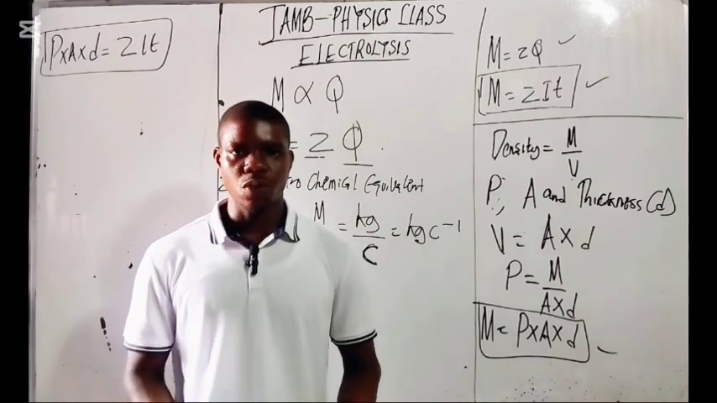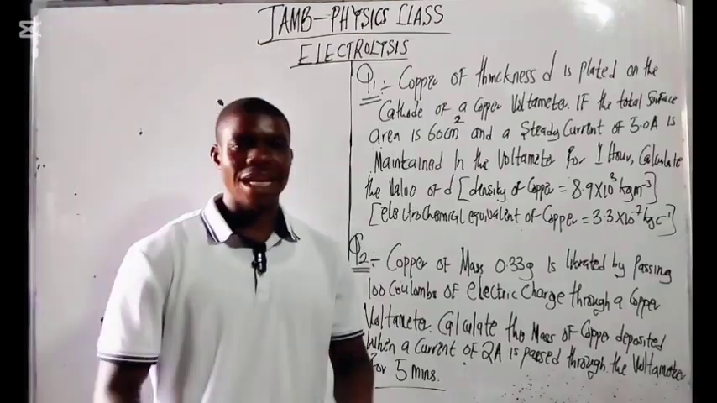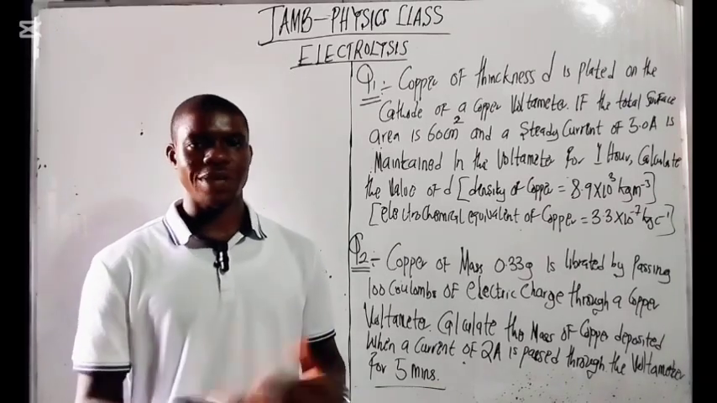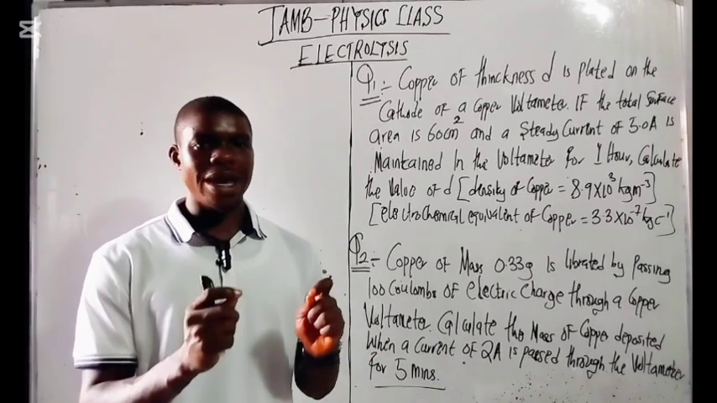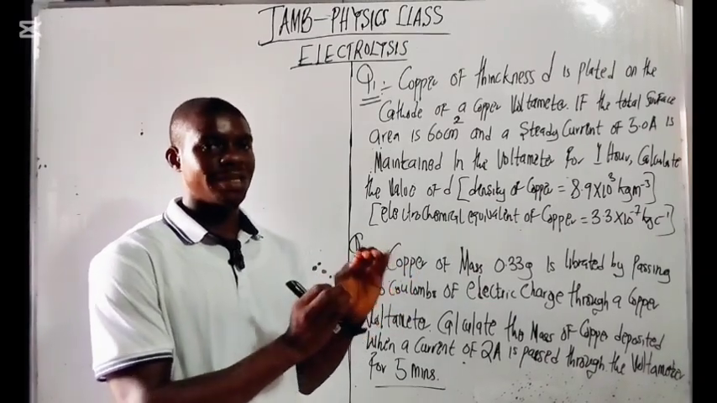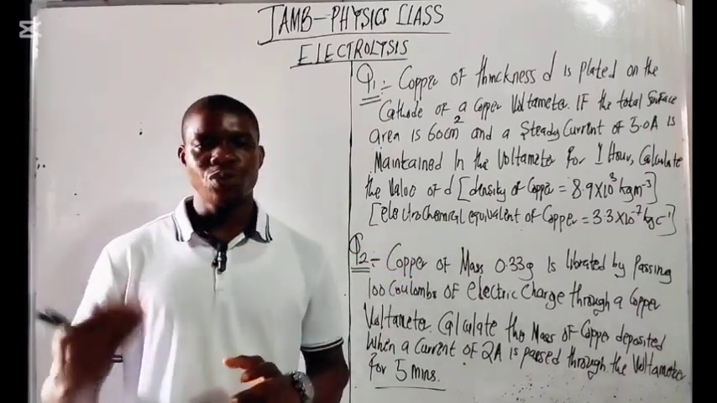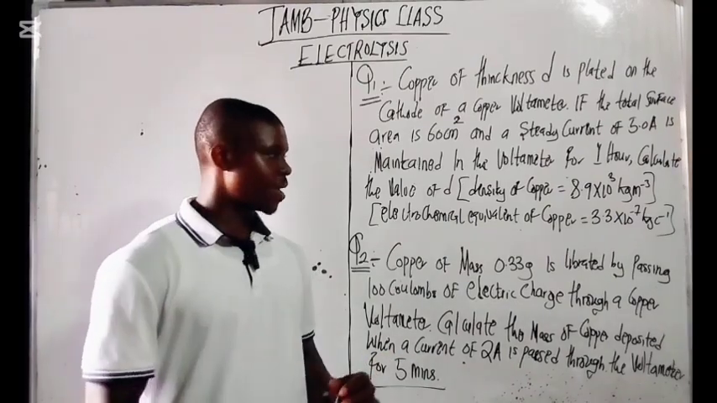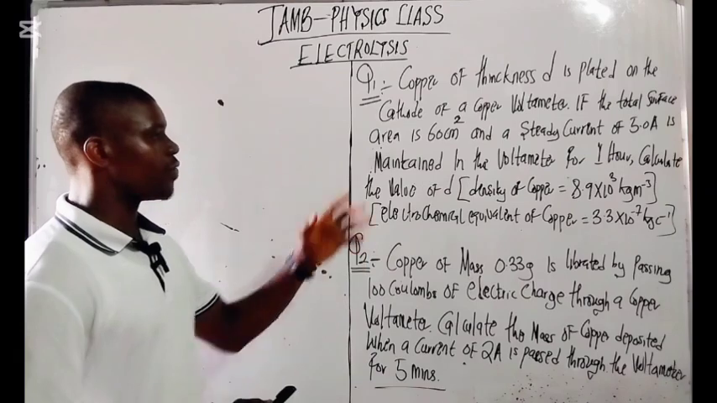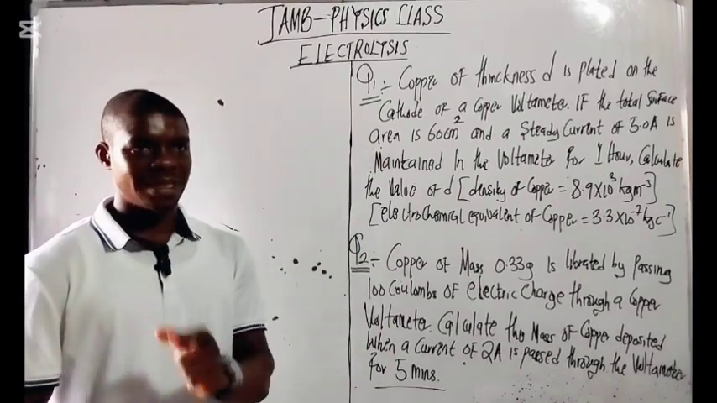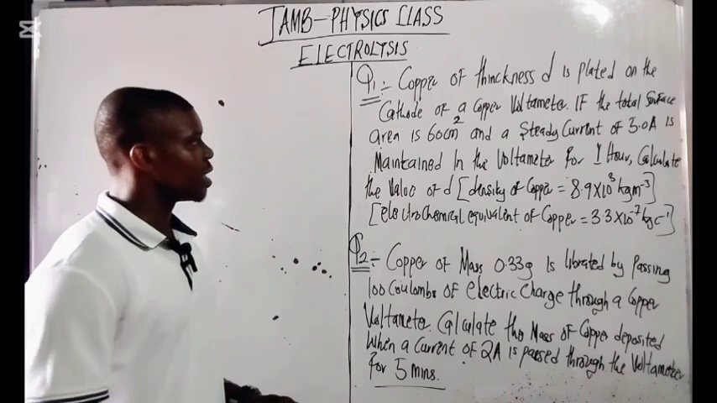So let's solve some basic calculation. Now let's look at two key questions under Faraday's first law of electrolysis. Now the way JAMB sets questions on electrolysis in physics is not the same as that of chemistry. So you need to differentiate between the two of them. You can never see this kind of question in chemistry calculation. So let's look at the question together here.